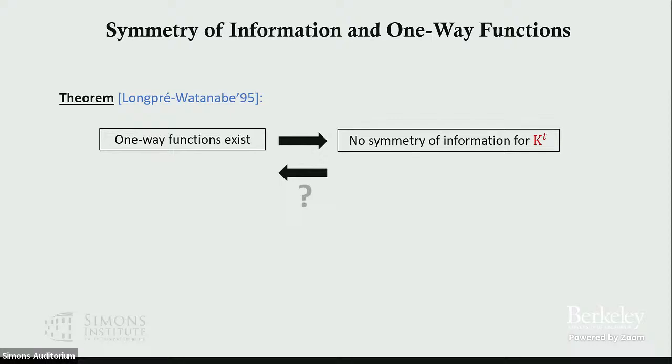But this result only shows one direction, and we don't know if the failure of time-bound symmetry of information implies the existence of one-way functions. And it was an open question to show some if and only if statement between one-way functions and symmetry of information.